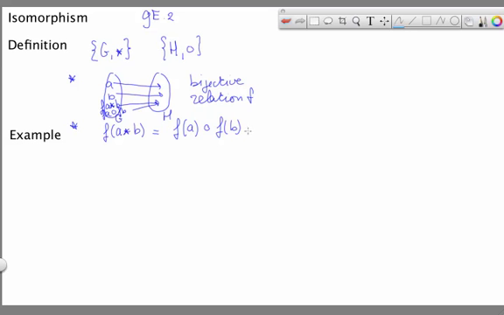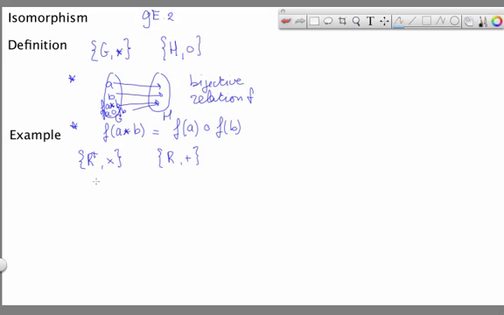Okay, now let's have a look at how this looks in practice. I have two groups. I have R plus, the positive real numbers, and the multiplication, the simple straightforward multiplication. That's one group, and I have another group with all real numbers and the simple addition. Now, are these two groups isomorphic, yes or no?